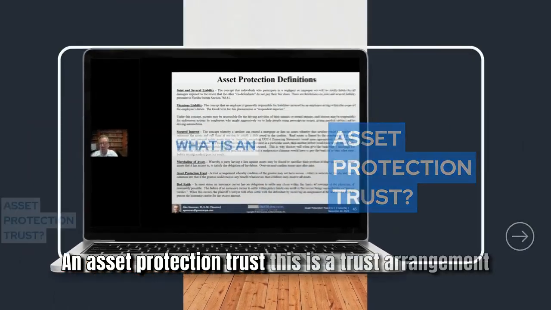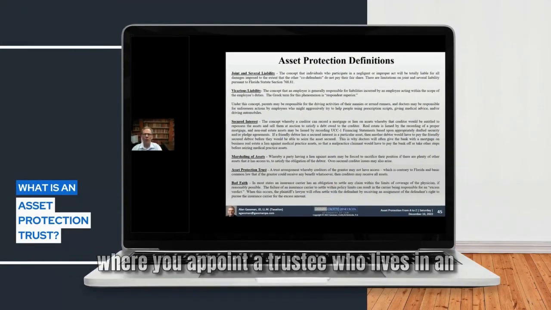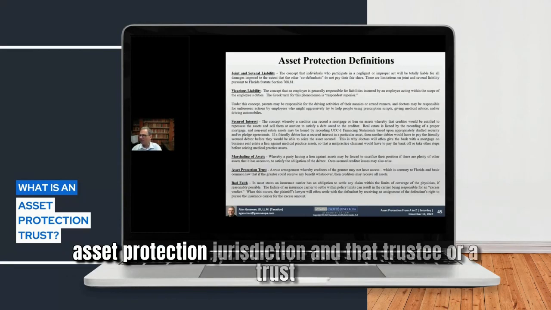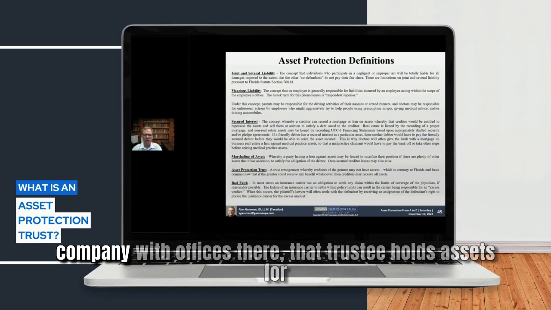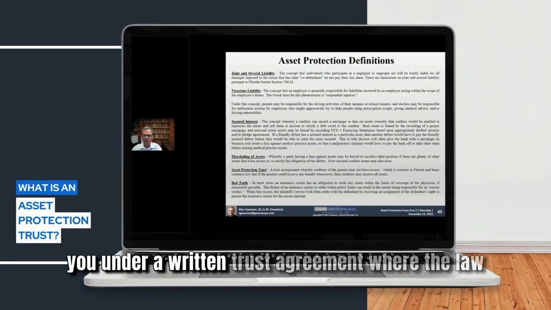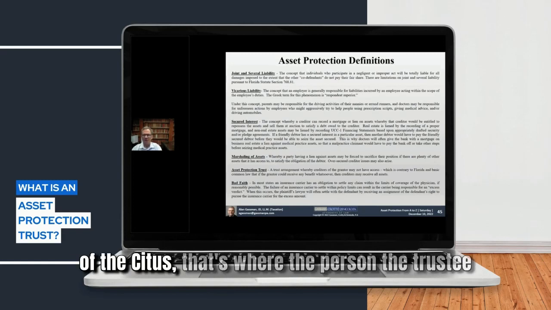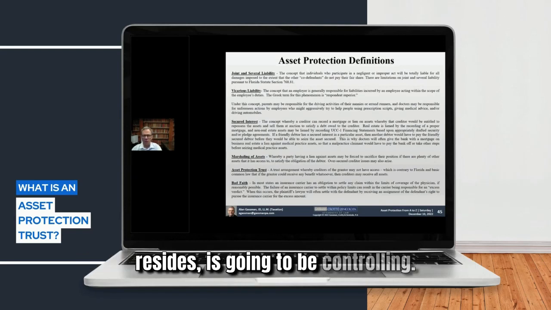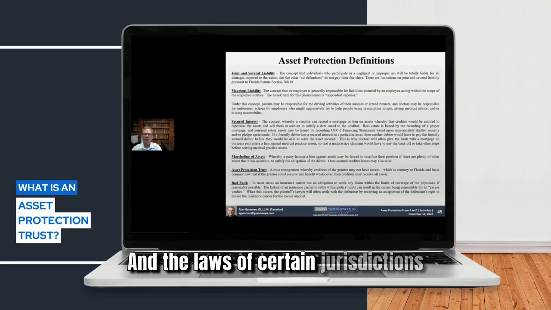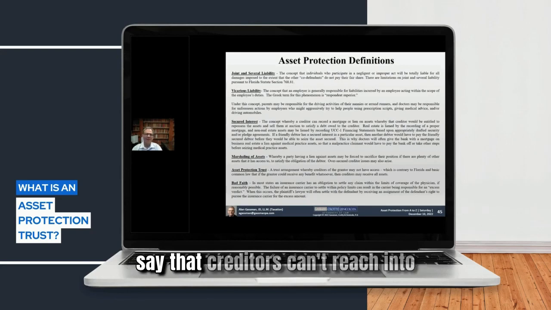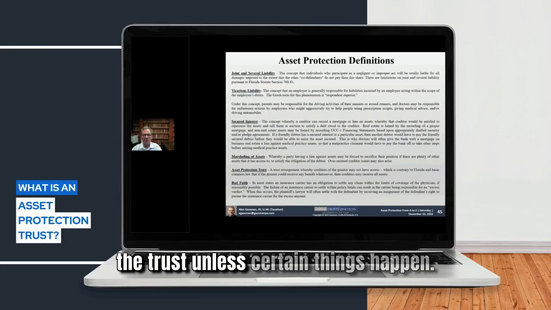An asset protection trust. This is a trust arrangement where you appoint a trustee who lives in an asset protection jurisdiction. And that trustee, or a trust company with offices there, holds assets for you under a written trust agreement where the law of the situs, that's where the trustee resides, is going to be controlling. And the laws of certain jurisdictions say that creditors can't reach into the trust unless certain things happen.